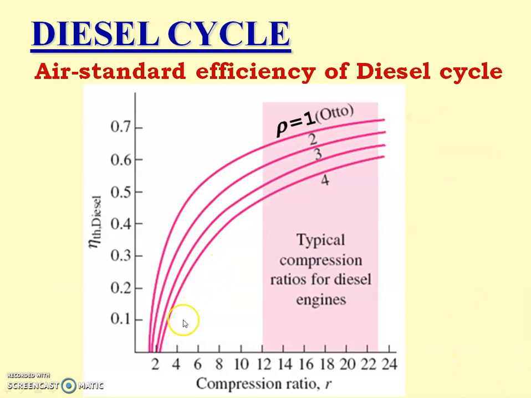So this is the graph that shows the relationship between the diesel cycle efficiency and compression ratio for various values of rho. So if rho is 1, it is the Otto cycle. For rho 2, efficiency is less than the Otto cycle, then rho 3, rho 4. So you can see that as the compression ratio increases, the efficiency of the diesel cycle increases, but it is always less than the efficiency of the Otto cycle.